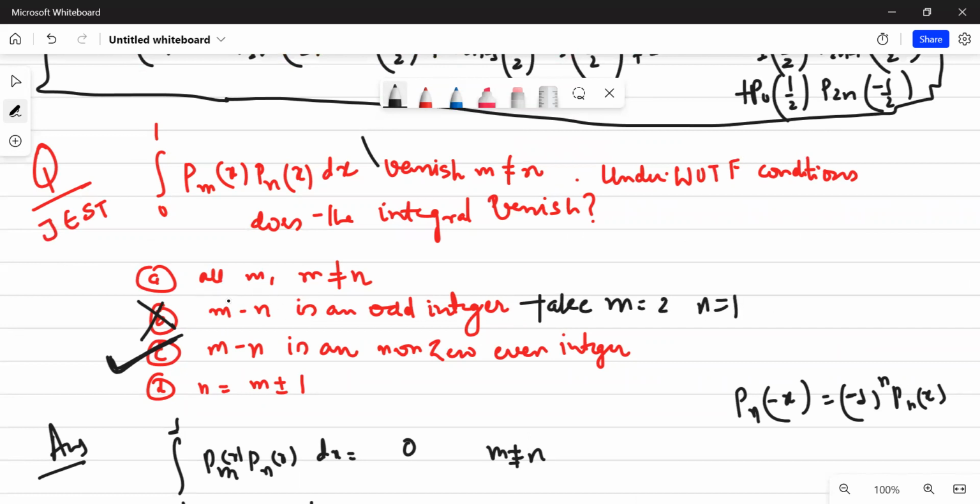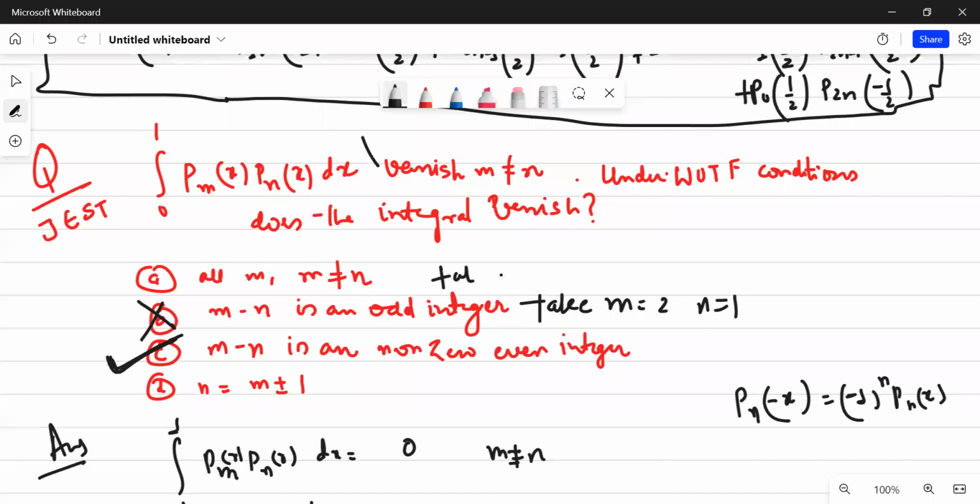For all m, no. Why for all m? Just take, for example, all m not equal to n. So for all m not equal to n, let us see that also. And the last option says that if you take n equal to m plus minus 1, that also we'll have to see. So two options are for all m, and for all m, m not equal to n. Let us think about it.